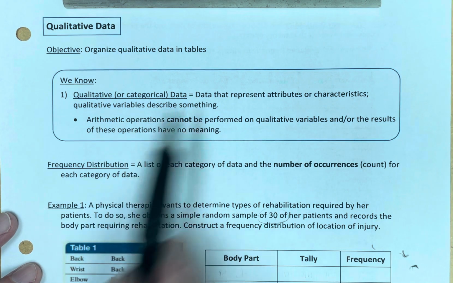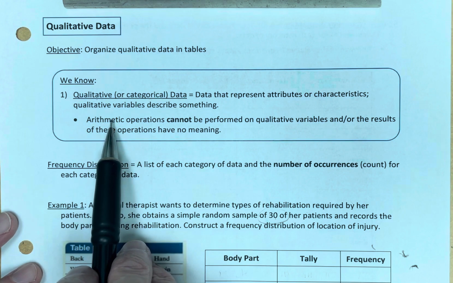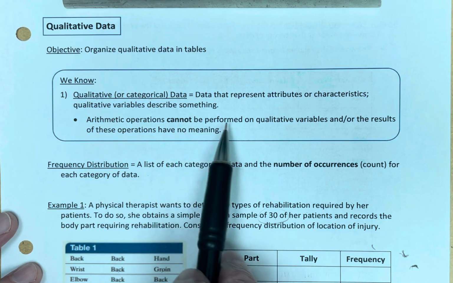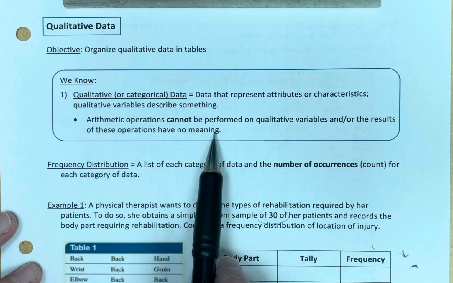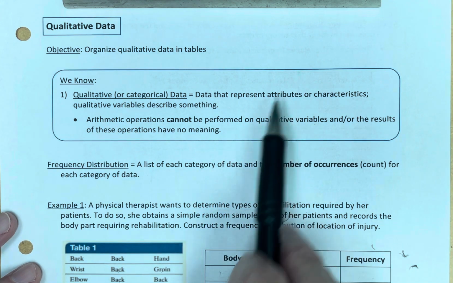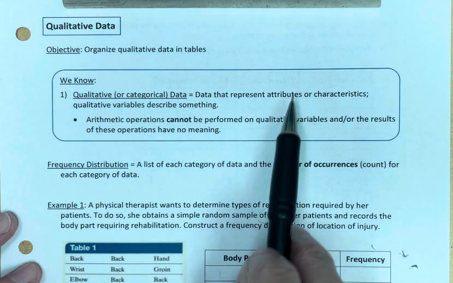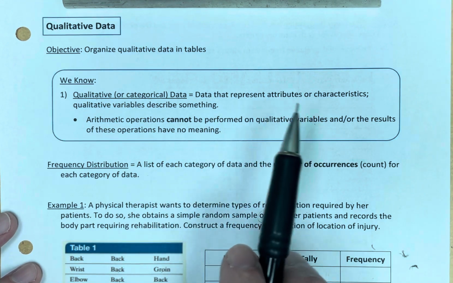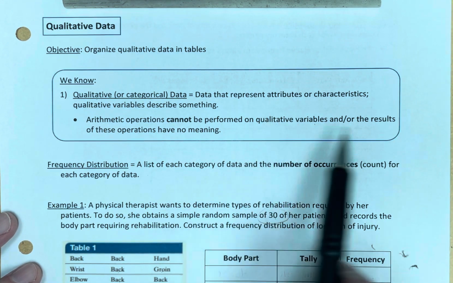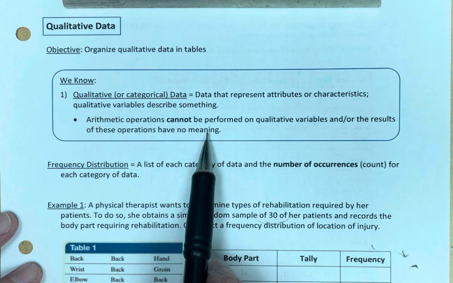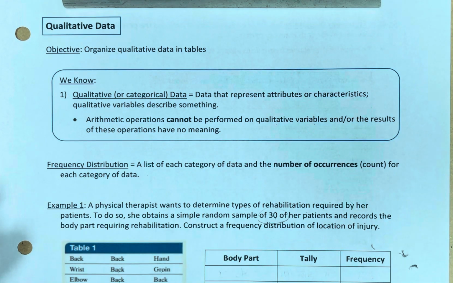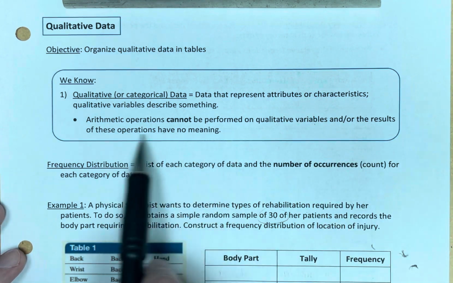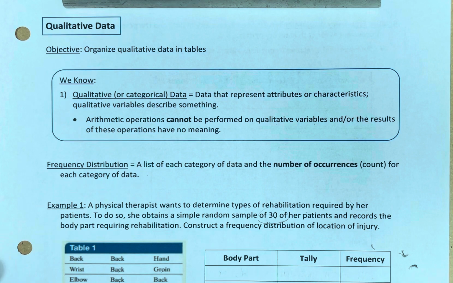Qualitative variables describe something. Let's note, arithmetic operations cannot be performed on qualitative variables, or the results of these operations have no meaning. So for example, if we're talking about, as we will be in a second, body parts, we can't add and subtract wrist plus back plus hip, etc. The results have no meaning. If it's numerical data like zip codes, adding and subtracting zip codes doesn't get us anywhere. So qualitative data is data that mathematical operations don't do anything with.